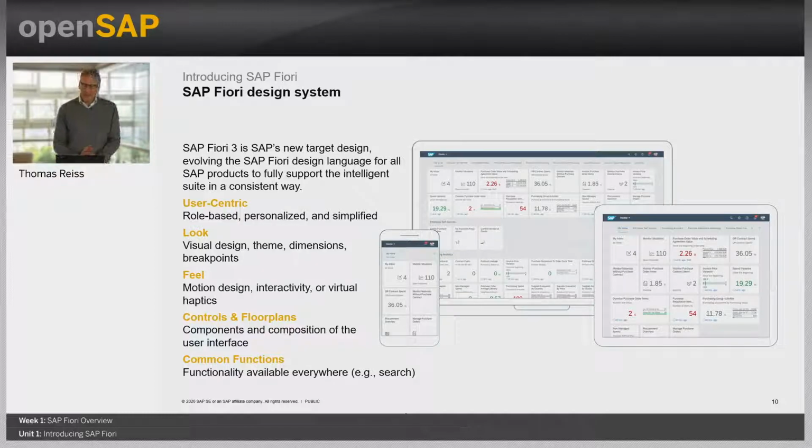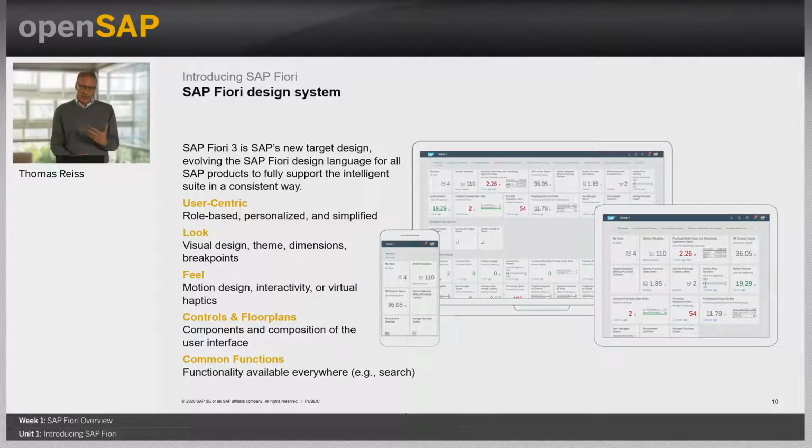So the Fiori design system, basically we've now evolved to Fiori 3. It's a new target design for all of our products. So it's an evolution of the SAP Fiori design language to support the intelligent suite consistently. So it's user-centric, so Fiori always is role-based. So basically, depending on the roles you have in the company, you see only the apps relevant for you. Personalized as well, so you can personalize the layout and so on, and also simplified. So these are always simple apps that are very easy to use.